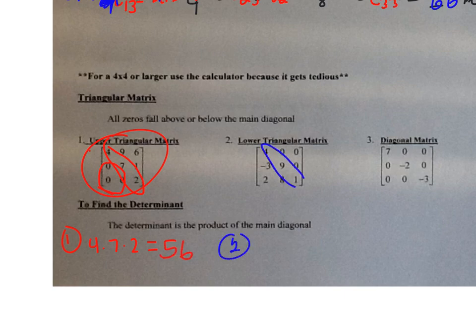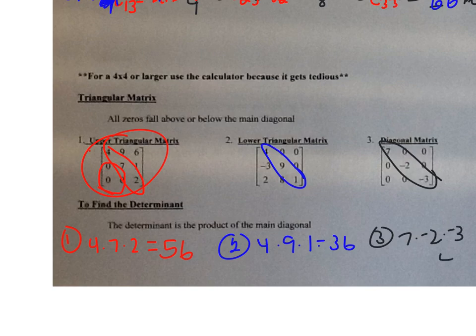Number 2, same thing, I multiply the diagonal: 4 times 9 times 1 is 36. The same thing with the last one, just take the diagonal, number 3: 7 times negative 2 times negative 3, and we get positive 42 as my determinant.